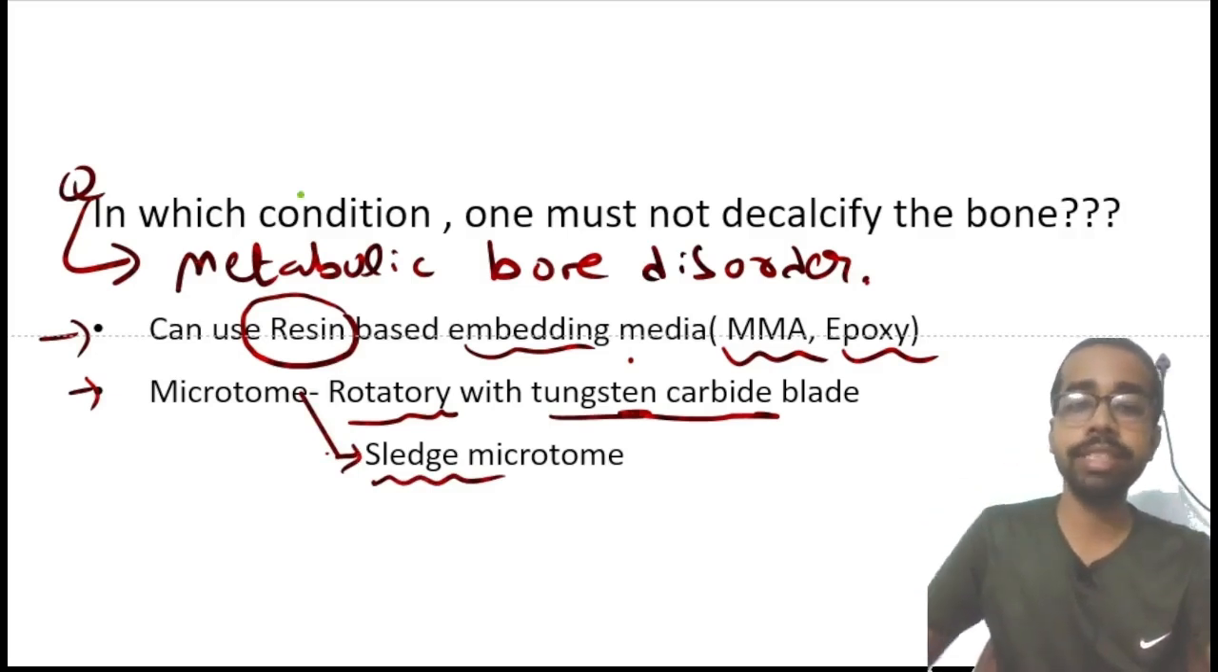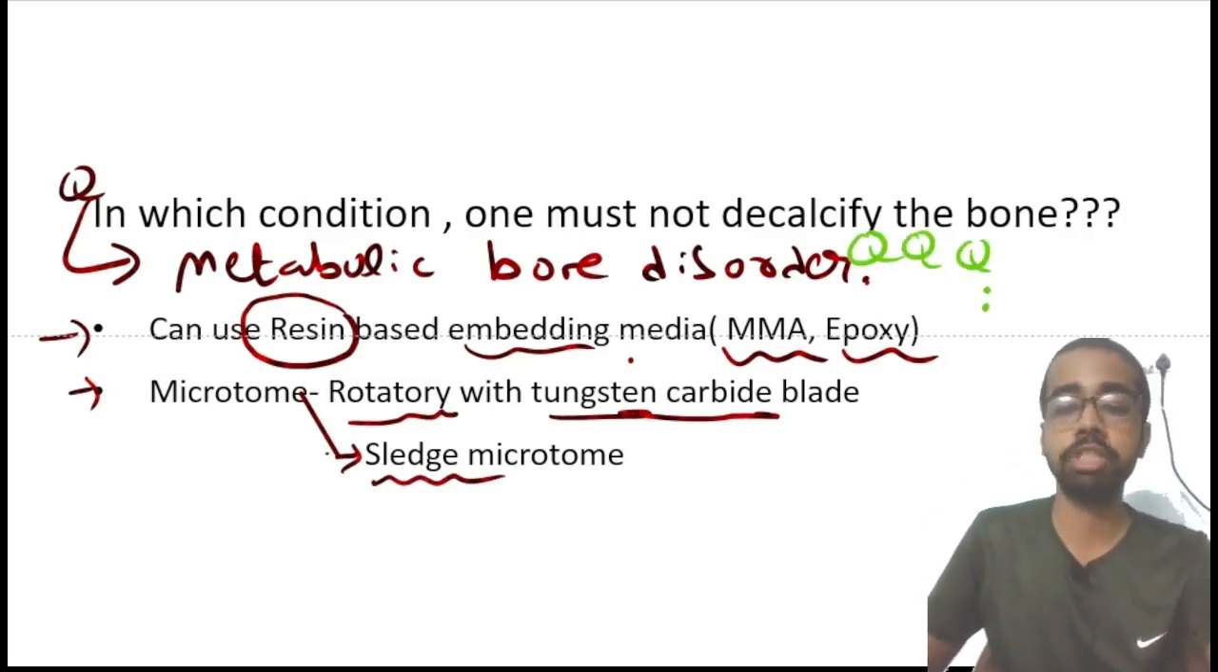In which disorder? The answer is metabolic bone disorder. Never forget this question. Very important viva question, very important MCQ question.